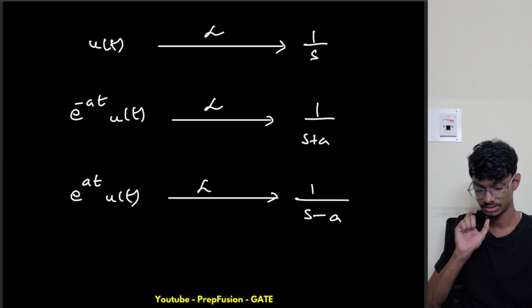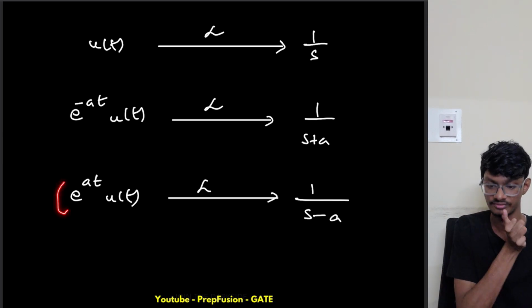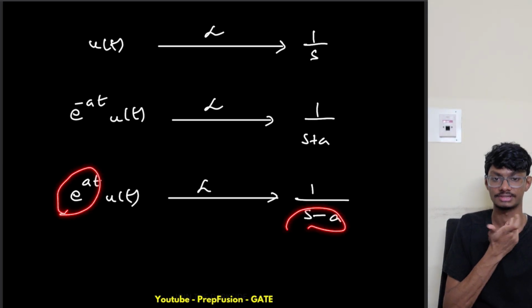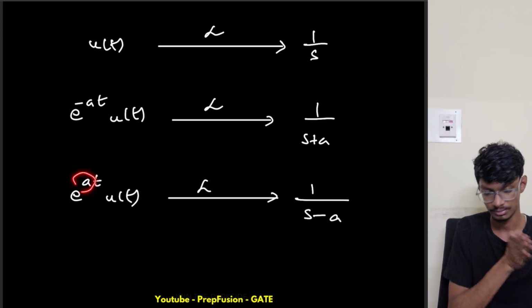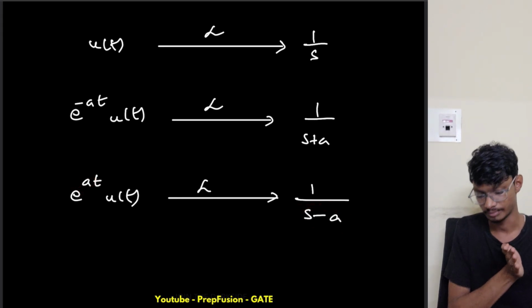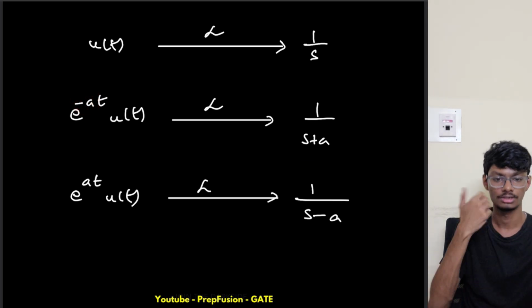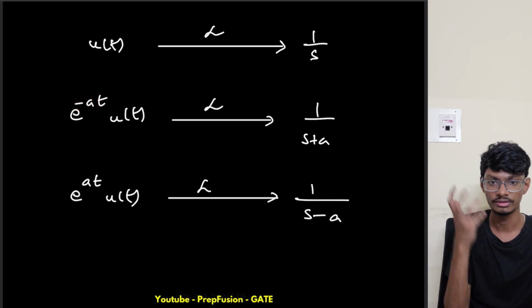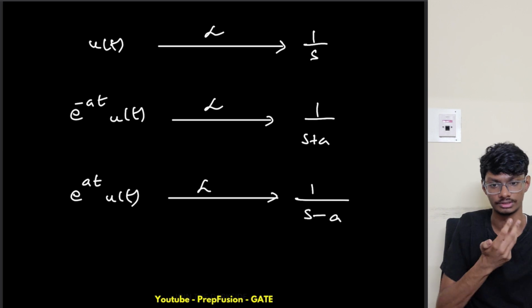Minus a, okay. So this thing you have to understand, right? If you multiply a positive exponential, then this s becomes s minus a plus at; if it is minus at, this becomes s plus a. This is just the analogy, or you can obviously prove it, but this is the analogy. That's how you can remember this, okay?